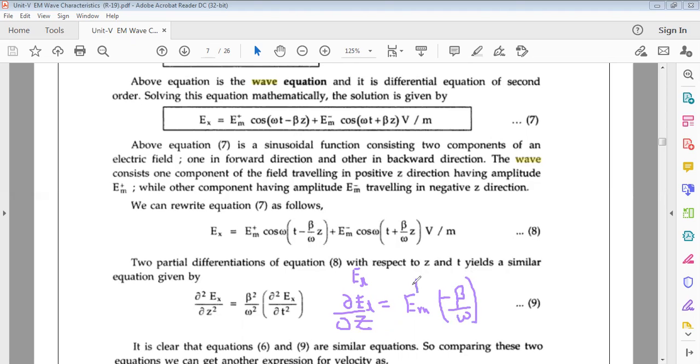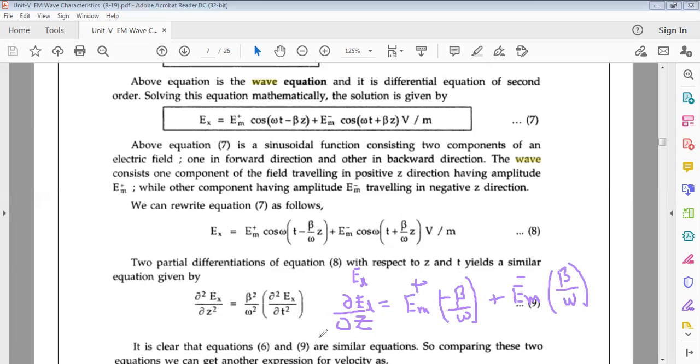Similarly, this is Em plus. For the second term also, Em minus, again the cos function, you can get the derivative with respect to z, and the z coefficient is beta by omega. Got it, my dear friends?